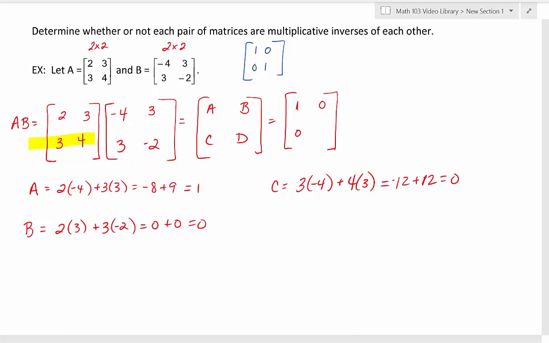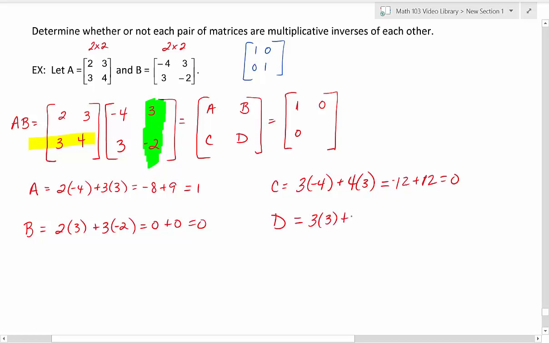And then our last element, D, it's located second row, second column. So we'll be multiplying the second row of the first matrix with the second column of the second matrix. That'll be 3 times 3 plus 4 times a negative 2. 9 minus 8 is 1. And you'll see with this first multiplication, we do indeed get the identity. Great. So we're halfway there.